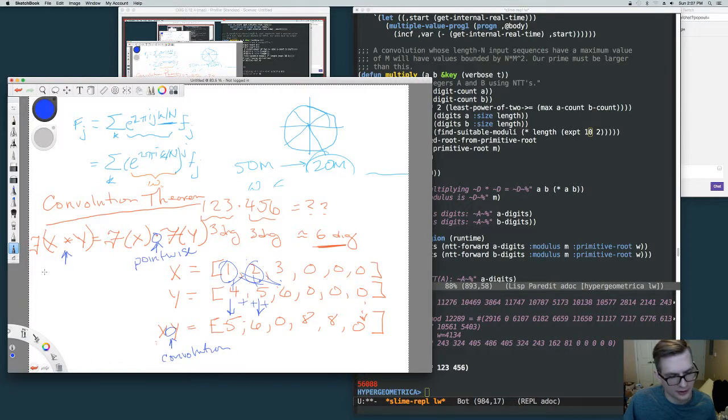Can be looked at as kind of standard multiplication. And the other one is pointwise multiplication.